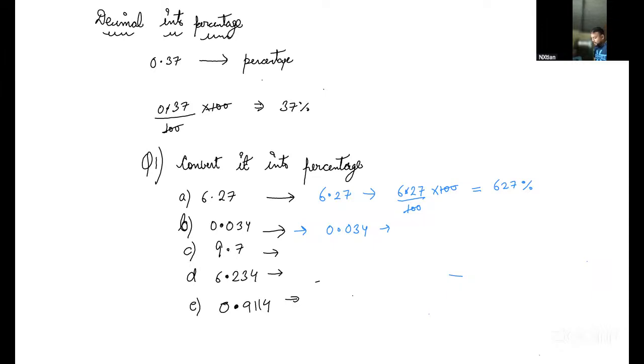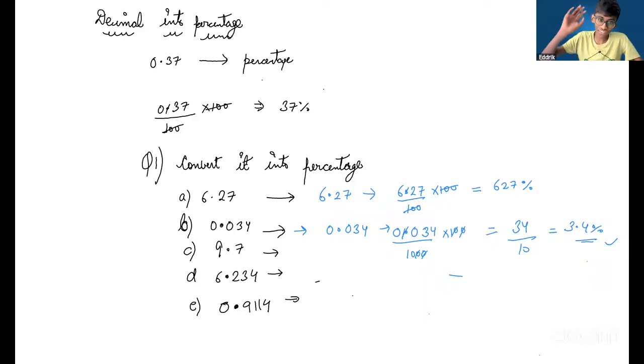So now, like 0.034. After the point, how many digits are there? Three digits are there. So when I remove it, 1,000 will come. Why will 1,000 come? Because after the point, three digits are there. Understood? And then multiply by 100. This and this and this and this is done. It becomes 34 upon 10. And if I convert it into decimal, it will become 3.4 percent. Did you understand, guys?